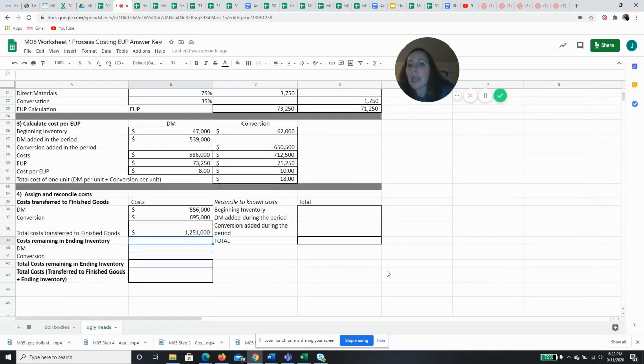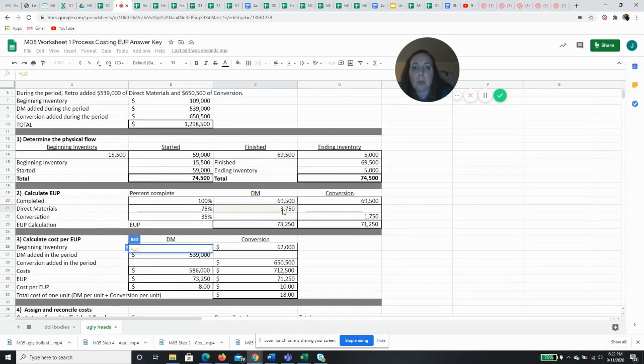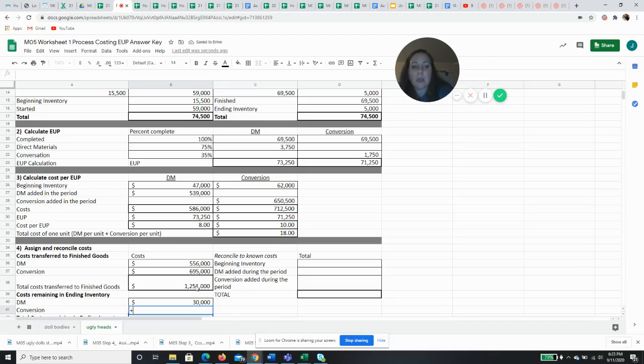Next, we're going to calculate the cost remaining in ending inventory. So in order to do that, we need to multiply our EUP in ending inventory by our cost per EUP. Okay, so our EUP in ending inventory is 3,750. A lot of people get themselves screwed up here and they use total ending inventory. But total ending inventory isn't finished, and because costs that we've calculated are for a finished product, we really need to use the EUP, which is the equivalent whole units of production. So we're going to use 3,750, and we're going to multiply that by our direct materials cost per EUP, and we get 30,000.